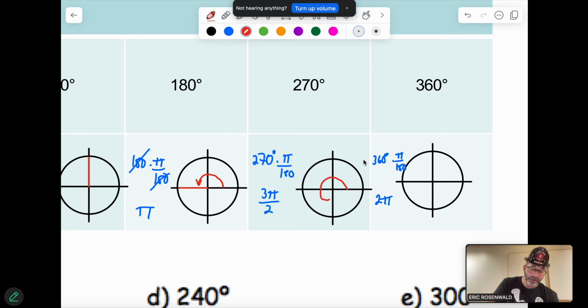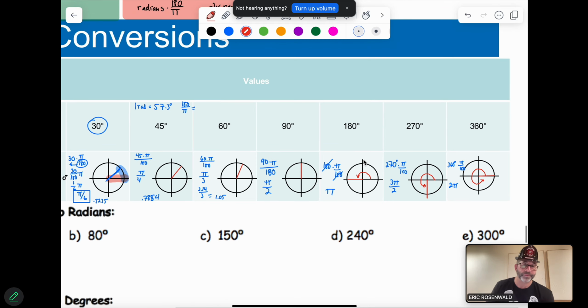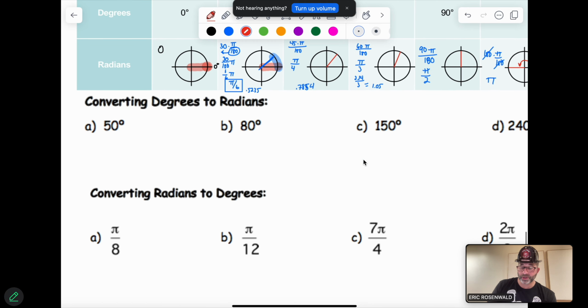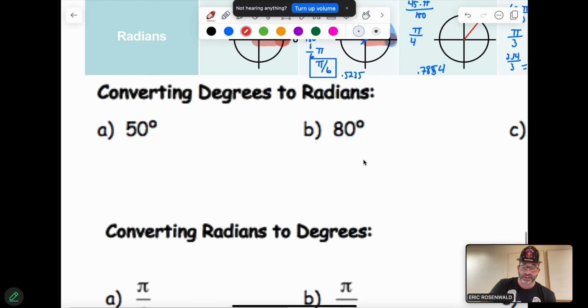270 degrees will take me all the way around to here, so I'm going to be at this position. 360 degrees will take me all the way around back to the beginning, and we're right there at 360 degrees, which we said is 2 pi. Okay? All right, so practicing doing more conversions for degrees to radians when it's not such a clean, pretty number.